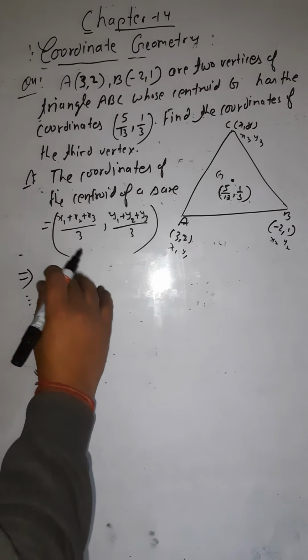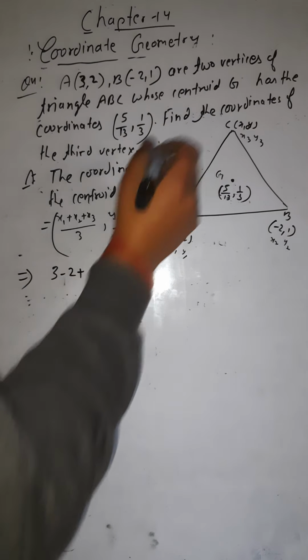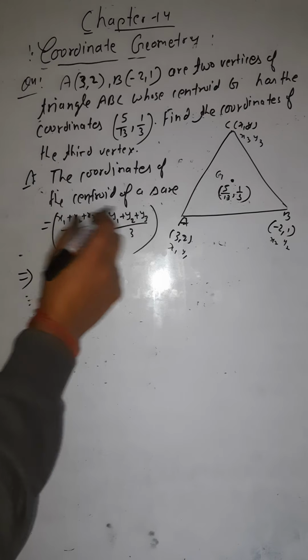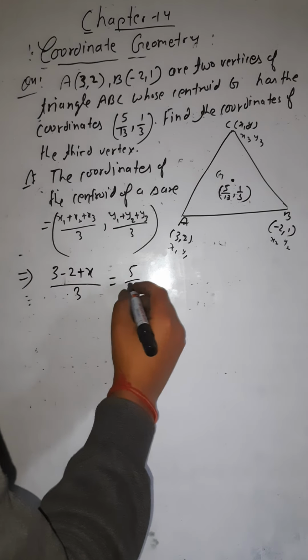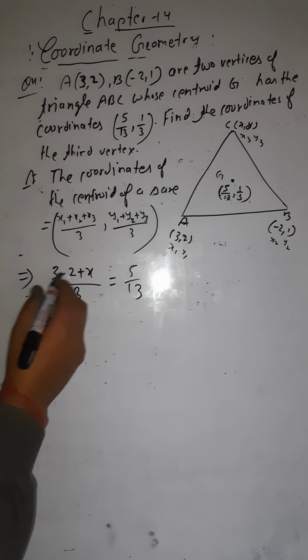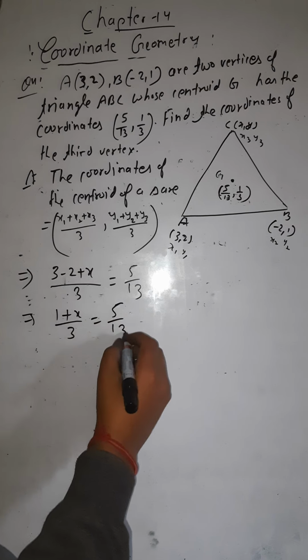x2 is -2, so this would become -2. Plus x3, and x3 is x divided by 3. So this is the first coordinate, which has been given as 5 by 13. Now what should I do? First let me solve this. 3 minus 2 is 1. 1 plus x by 3 is equal to 5 by 13.